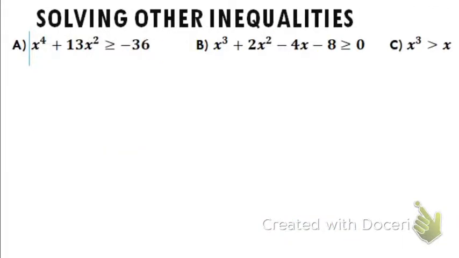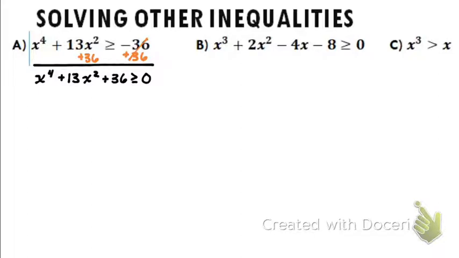All right. One side of my inequality has to be a what? Has to be a 0. So I'm going to start here by adding 36 to both sides. So I would have x to the 4th plus 13x squared plus 36 is greater than or equal to 0.